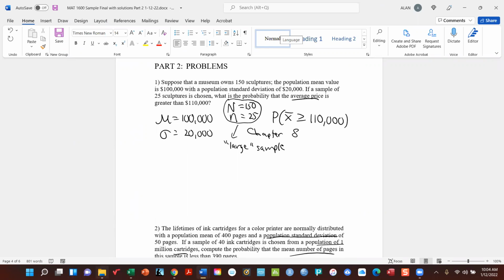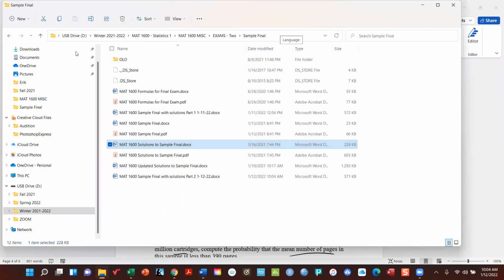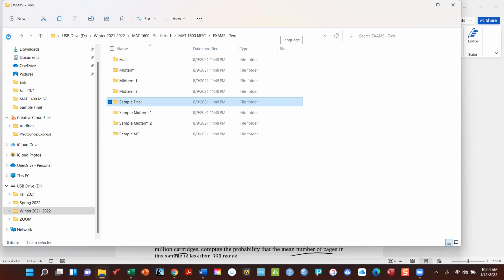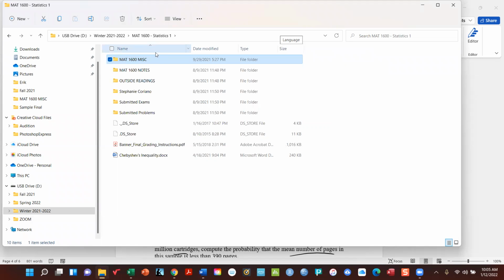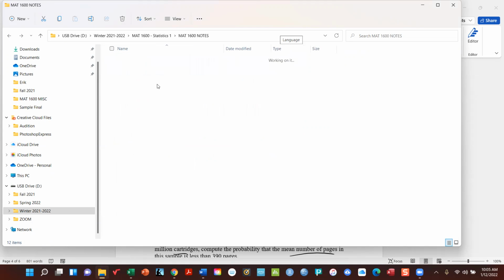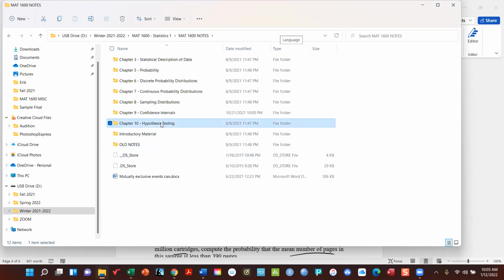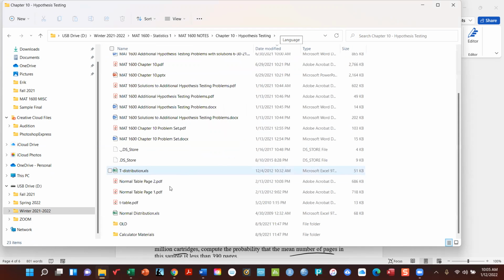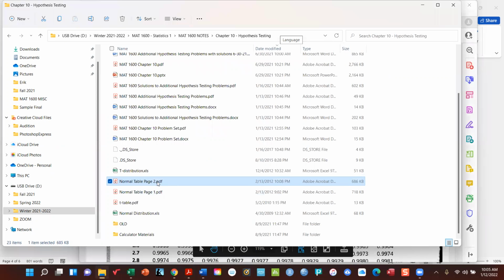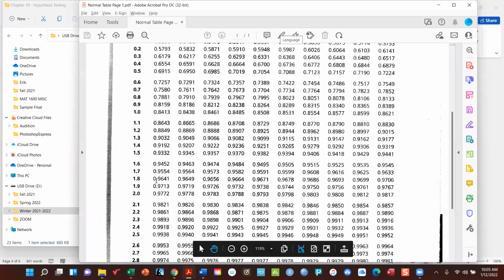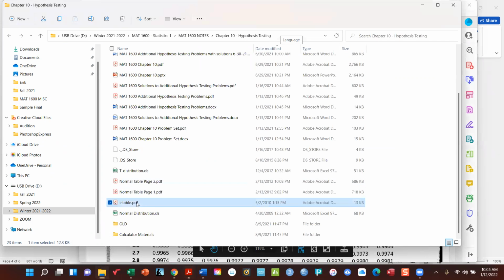Oh, by the way, of course, we need the tables. Yes, because we may need both the normal tables and the t-table for these questions. So we've got normal 1, normal 2, and t. Okay.